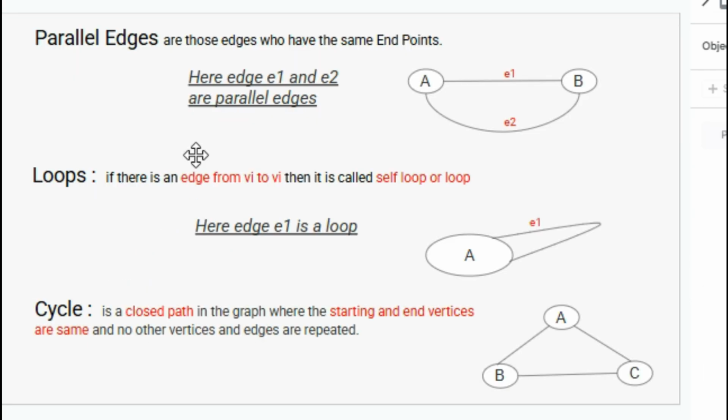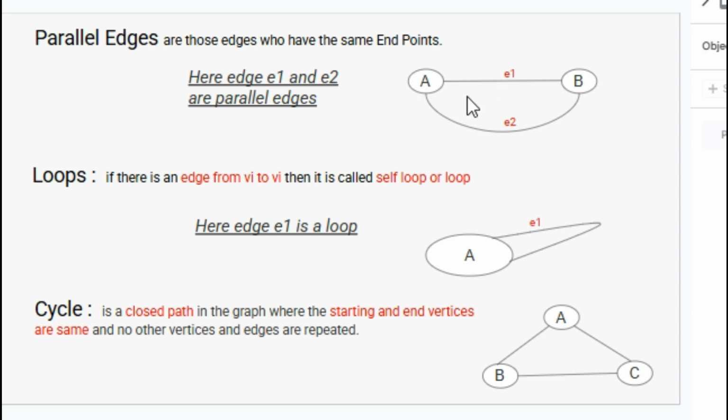So the very first thing that we are going to discuss is parallel edges. Now what are parallel edges? Parallel edges are those edges which have the same endpoints. What do I mean by same endpoints? That means the point from which I start, I also end at the same point. Since directions are not given, in these examples I am talking about undirected graphs. Okay, if there is a directed graph, then the scenario would change.